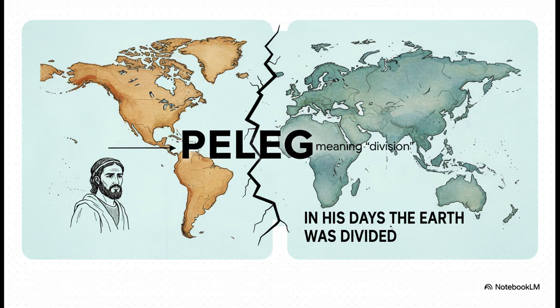Was it a physical division of the continents? A linguistic one, like at the Tower of Babel? A political division of peoples? The text just drops this huge bombshell and moves on.